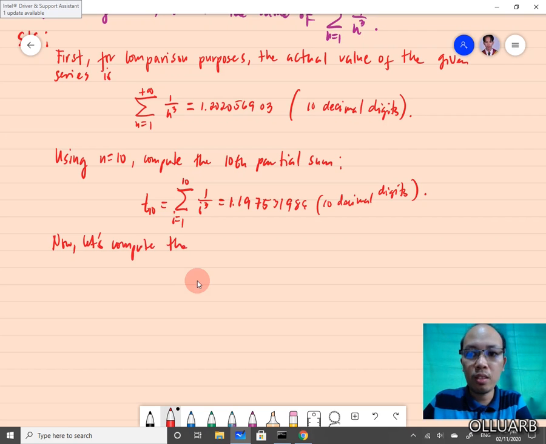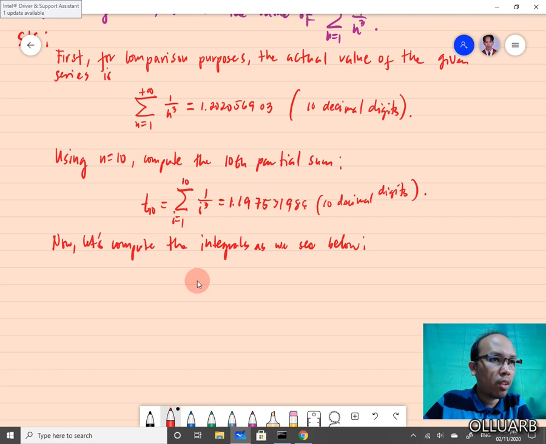So for now, let's compute the integrals. As you can see in our previous discussion, we know that these integrals are easy to handle. Now let's compute the integrals as we see below.